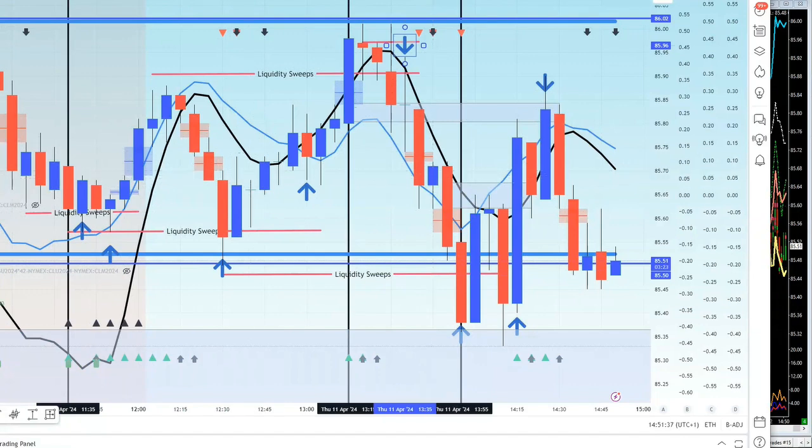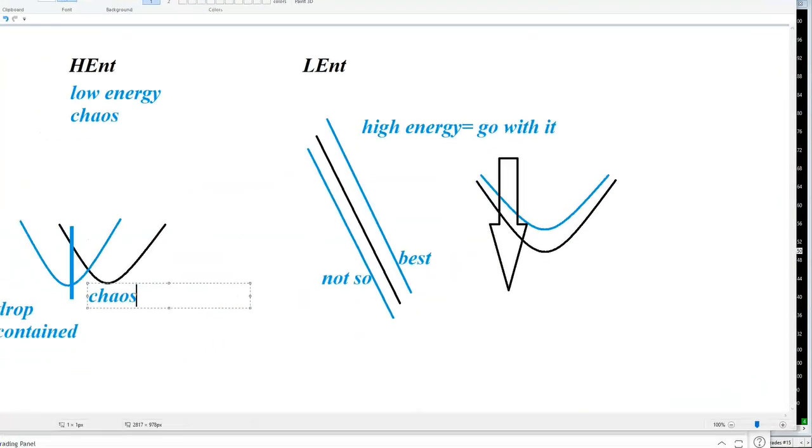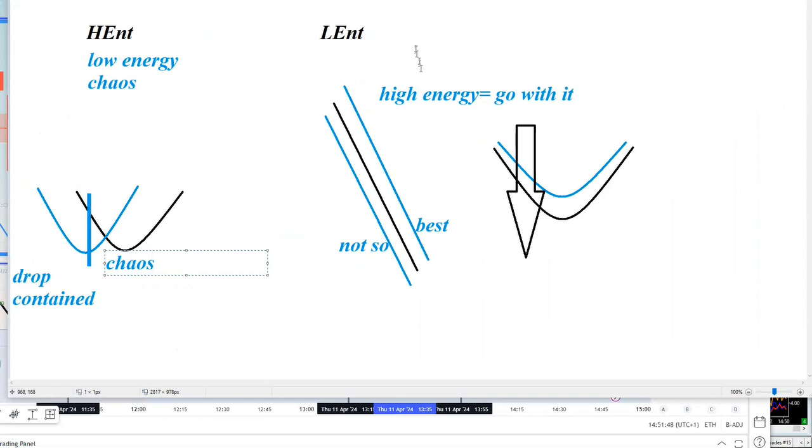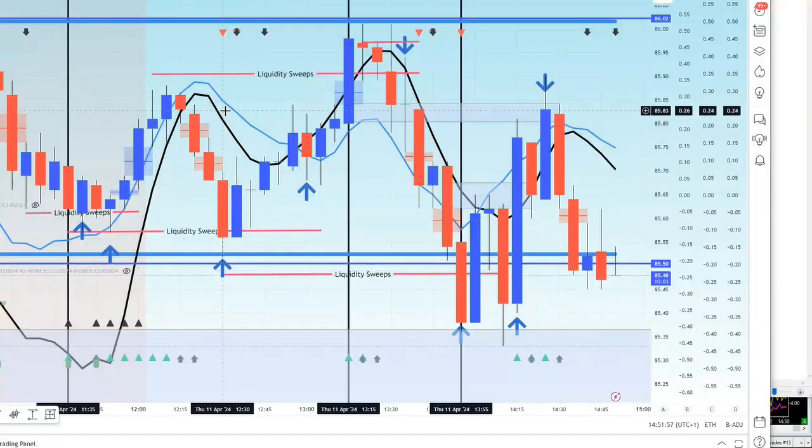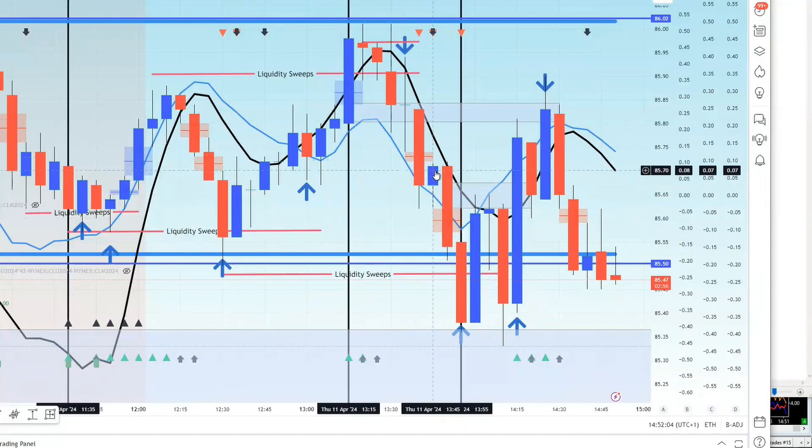We talked about that this morning in classroom, where we diagrammed what the best was and what the second best was. Do you remember the conversation? So this was the diagram here, the low entropy, high energy, go with it trade. The best one was blue over black and parallel shifting to the downside. This is blue. This is black over blue, and shifting to the downside. So that's not the best trade. It's the second best trade.